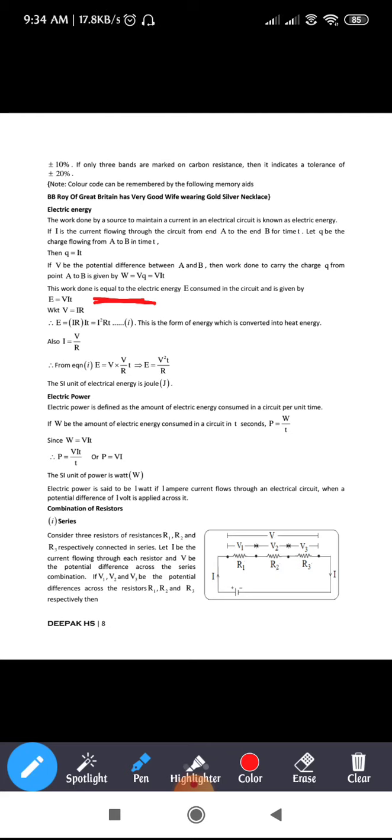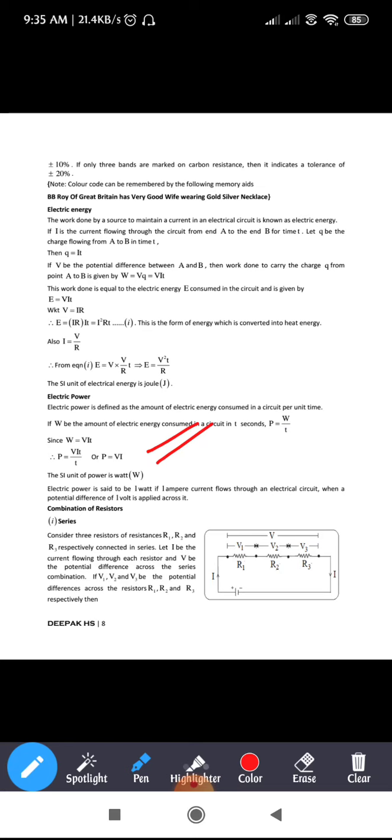Okay. So let us say that if W is the amount of electric energy consumed in a circuit in T seconds, the power is expressed as P is equal to W by T. Correct. So as we know, W is nothing but what? Already we have said that the value of W is equal to VIT in the case of electrical energy. So let us substitute the value of W in the equation for P. So P is equal to VIT divided by T. So T and T in the numerator and denominator get cancelled out, and what is left is P is equal to VI.